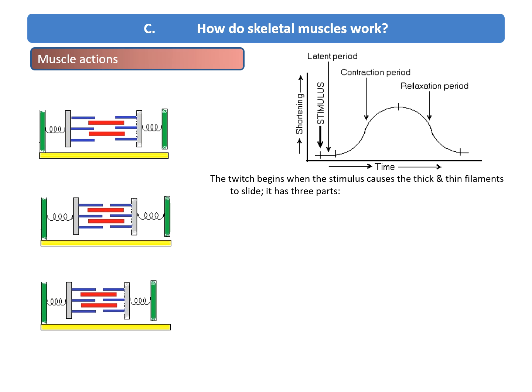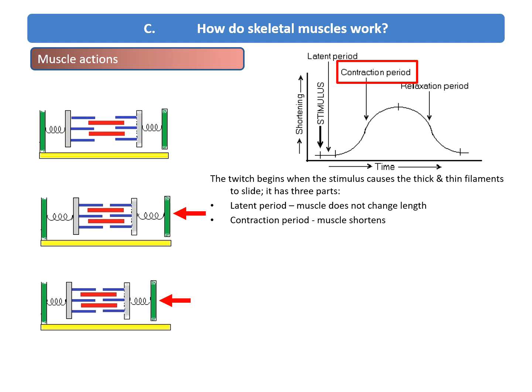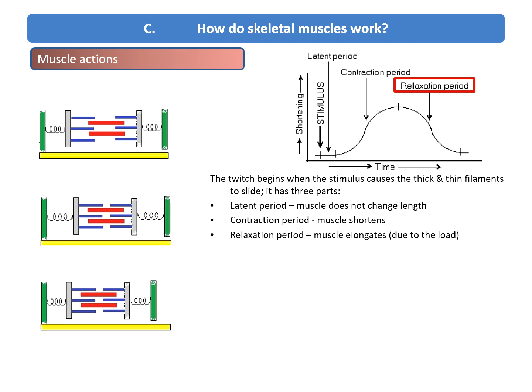Let's look at muscle actions. A muscle twitch begins when the stimulus causes the thick and thin filaments to slide across one another. It has three parts: the latent period, in which the muscle does not change length; the contraction period, in which the muscle shortens; and the relaxation period, in which the muscle relaxes and, due to the weight, elongates.